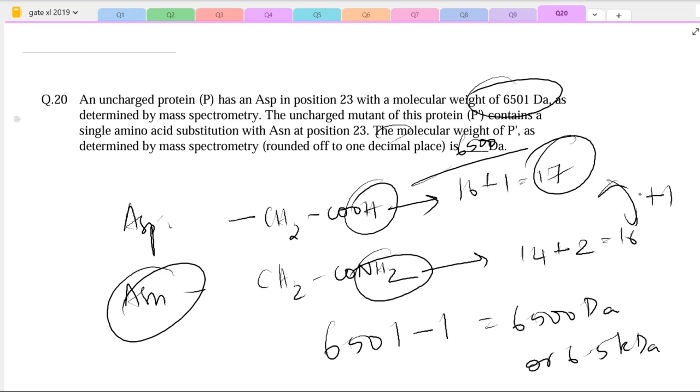So this is a very simple question to solve if you know basic atomic weights of the elements that we have learned during our 10th or 11th grades, and if you know where the substitution occurs, where the mutation occurs, if it's at the same position and also the same protein, then it's going to be a very simple question to solve.